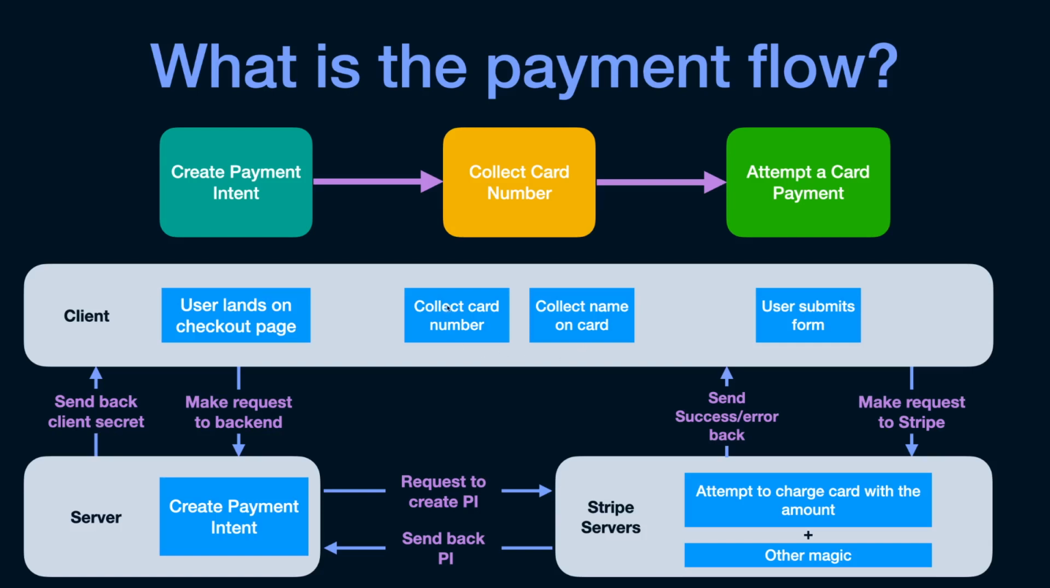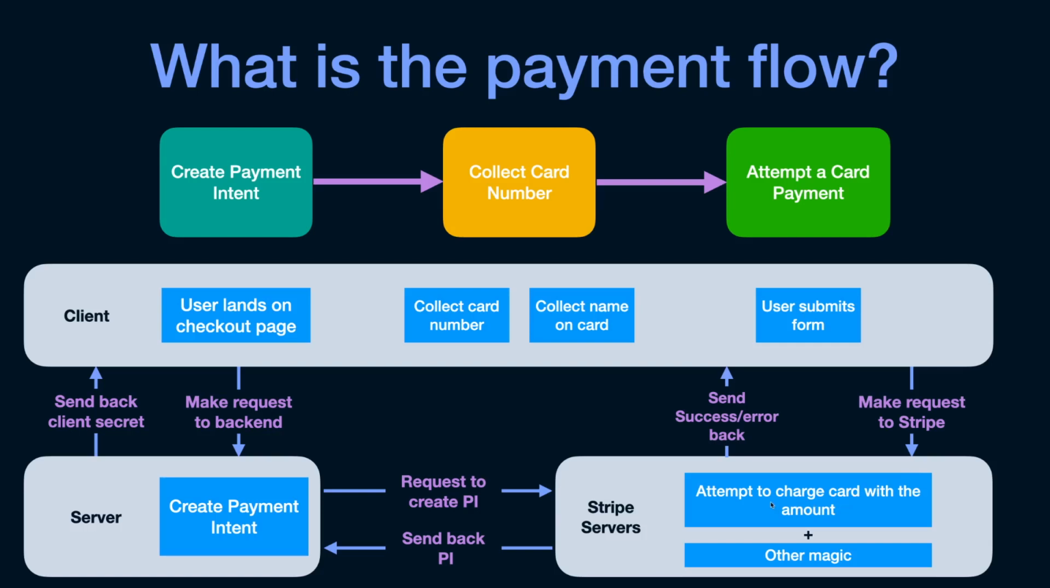Afterwards, we are going to collect the card number and the name on card, and usually there are other details that you can collect from the user. After that, the user will submit the form. When the user submits the form, we're going to use that client secret, and we're going to make a request with the client secret and the data that the user has given us.